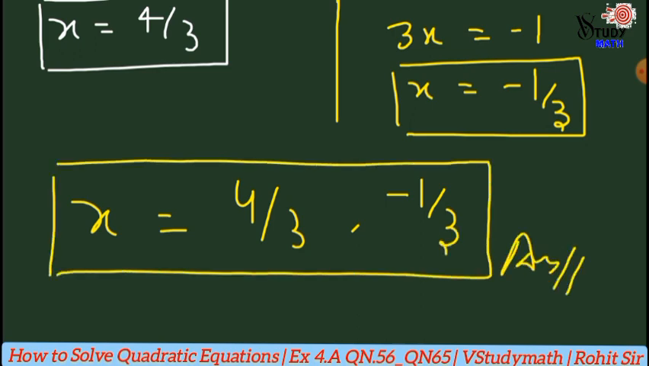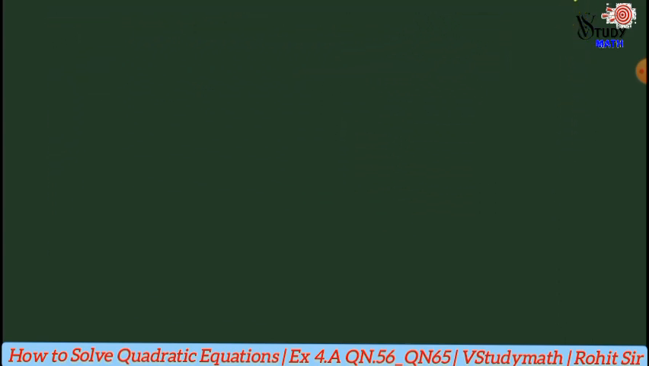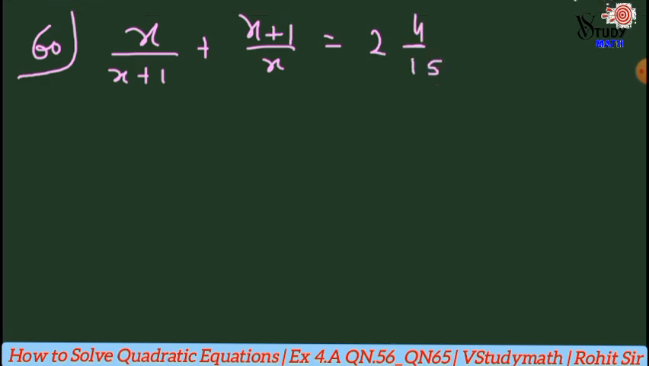Now comes to the question number 60. Let's correct the question number 60 from R.S. Agarwal book of class 10th, and the question is that x upon x plus 1 plus x plus 1 upon x is equal to 2 4 upon 15. I think this is the similar question. Now our strategy is same in this question also.